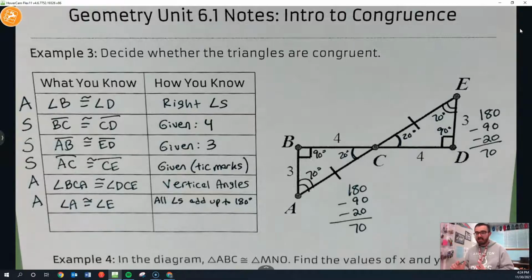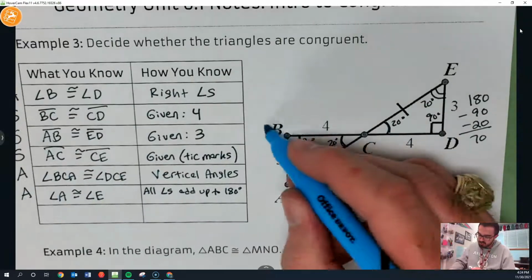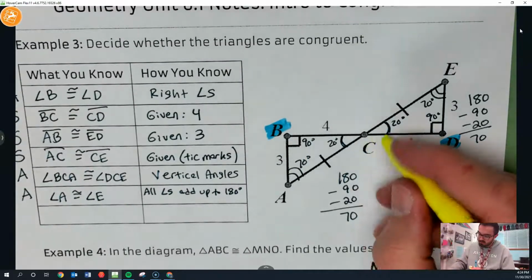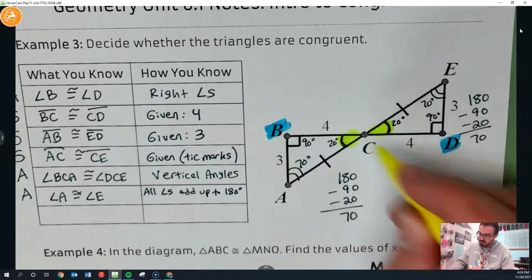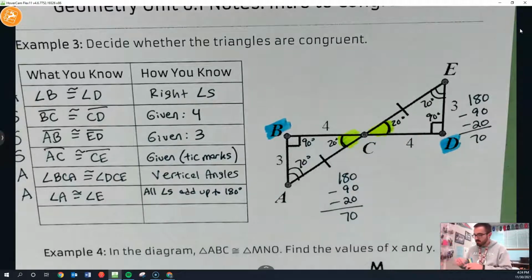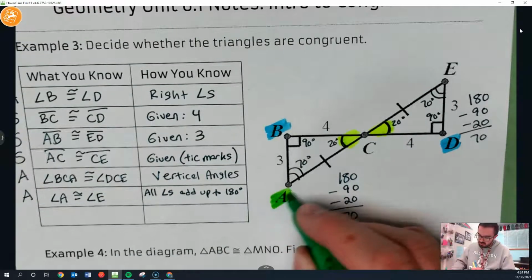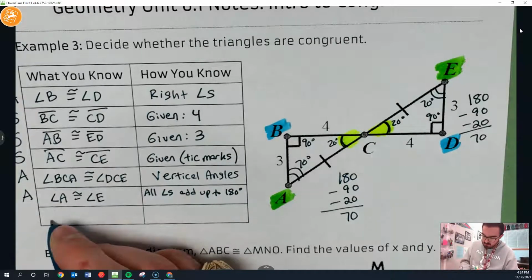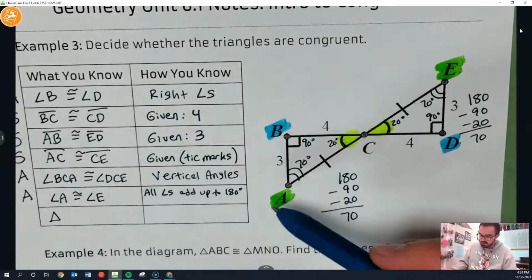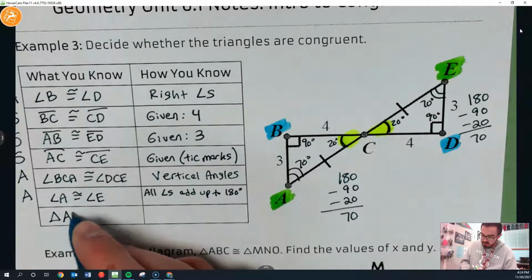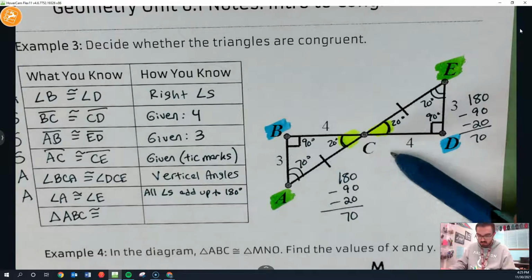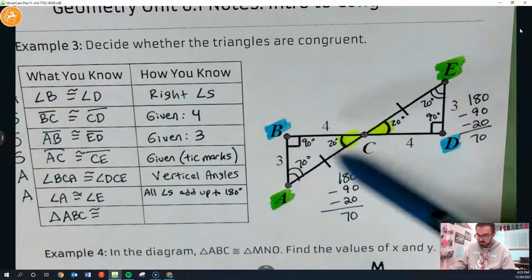Finally, we got to come up with a statement. So let's try to figure this out. We know B and D are congruent. We know this angle right here and this angle right here, they're congruent. And we also know that A and E are congruent. So we can make a statement. Let's start with this one. We can do ABC, so green, blue, yellow. Triangle ABC is congruent to another green, blue, yellow, EDC. See how we did green, blue, yellow?